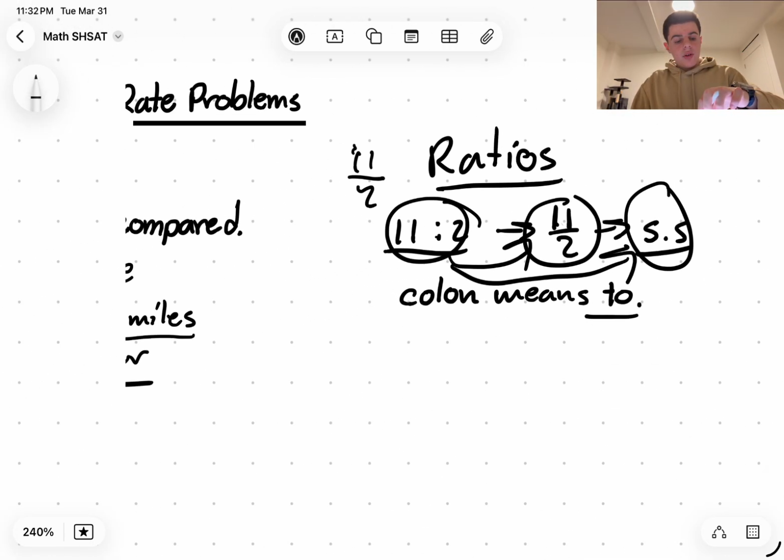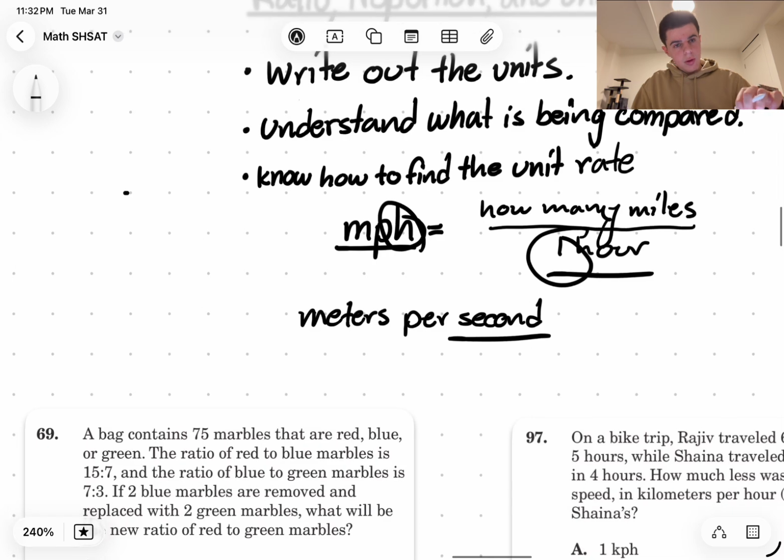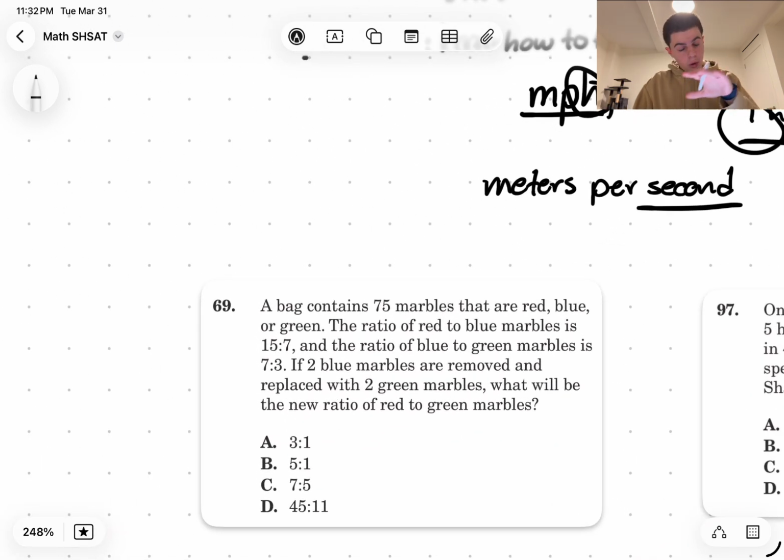Okay, so now that we got this down, let's go look at some practice problems. All of these problems were from the same SHSAT. This just goes to show how many of these problems actually show up on individual SHSATs. So this is actually a very important concept, something that is tested quite frequently. Just make sure you know this.